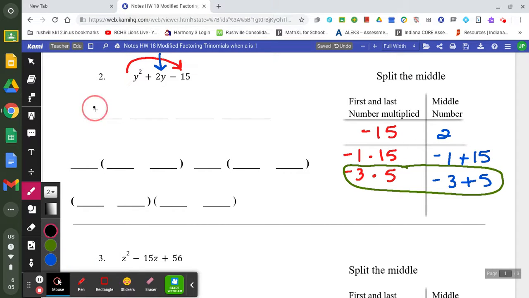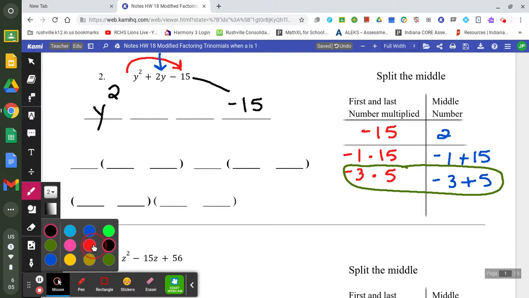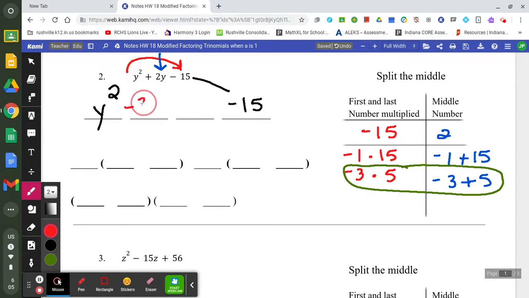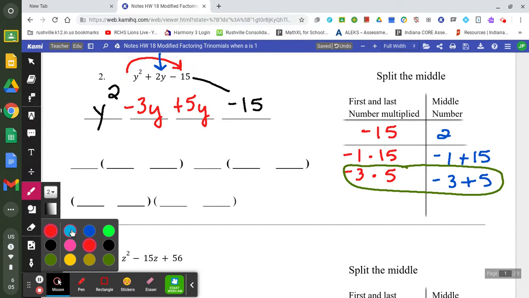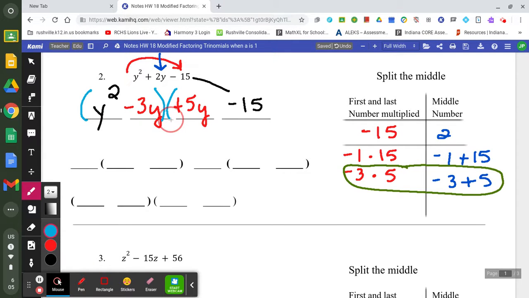My first term will be y squared. My last term will be negative 15. And my middle terms will be negative 3, and then I need the variable y, plus 5y. And then I'm ready to group the first two and then group the second two terms. So the greatest common factor for my y squared minus 3y is y.